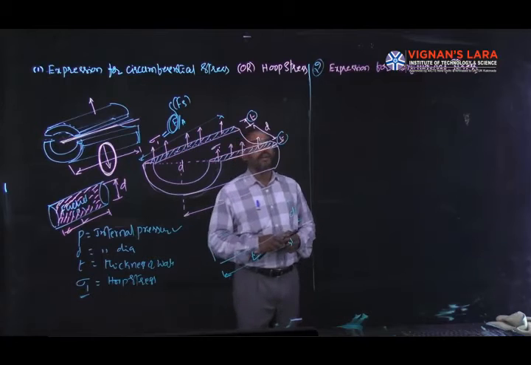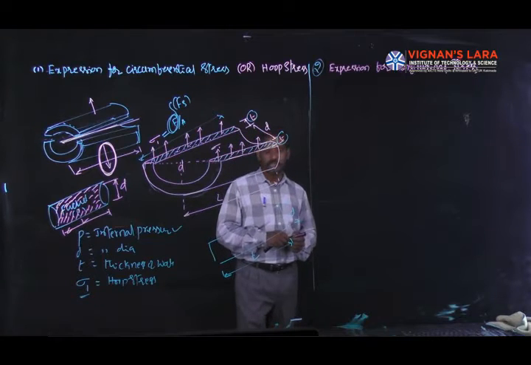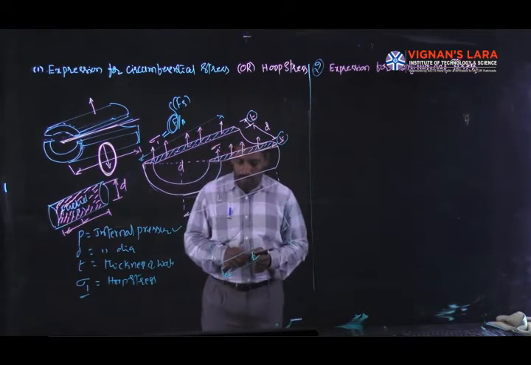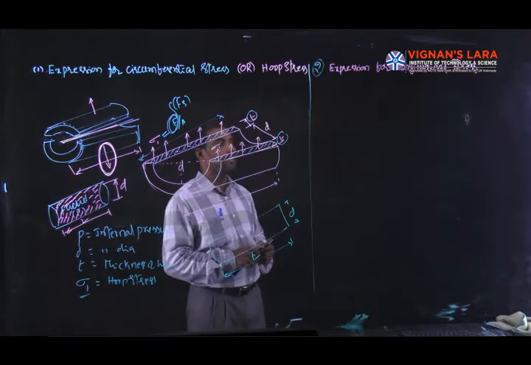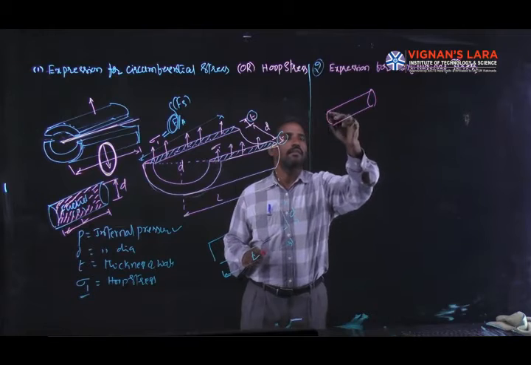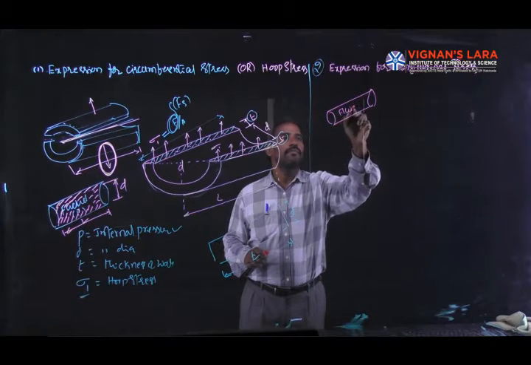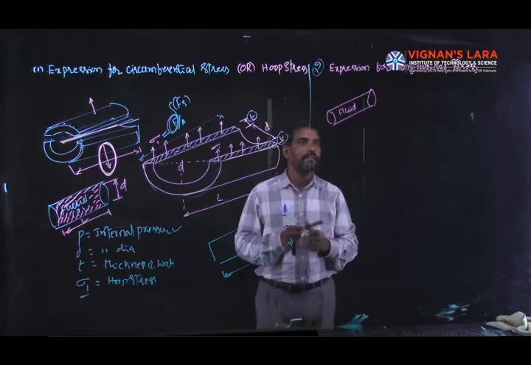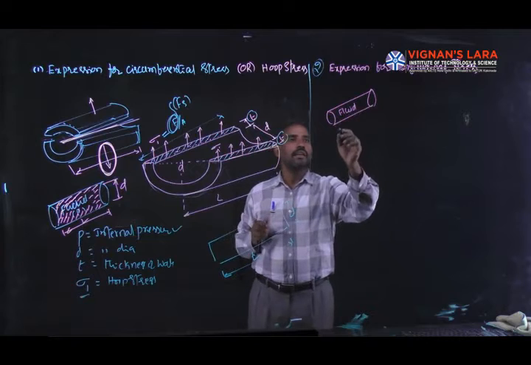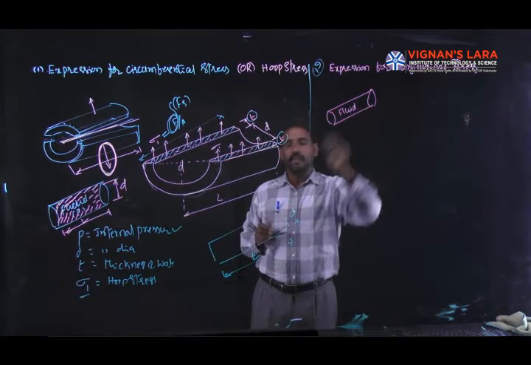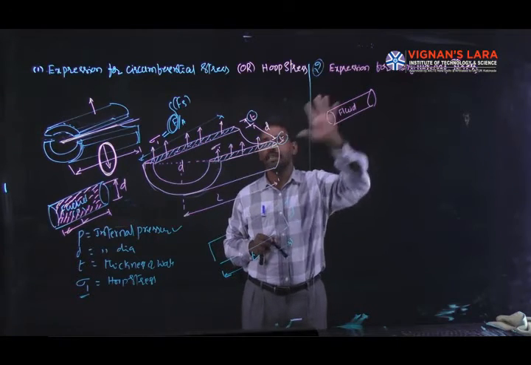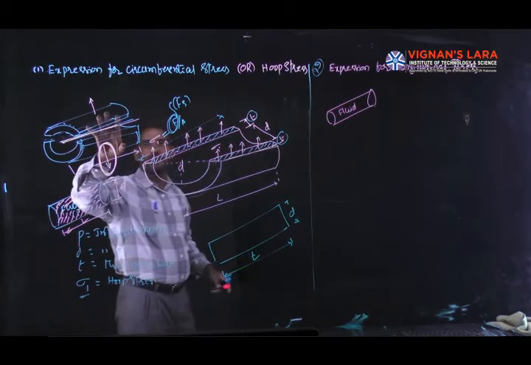Now, the expression for longitudinal stress. The bursting will take place if the force due to fluid pressure acts on the ends of the cylinder. For example, this is a cylinder, and this is the fluid. Whenever the fluid is carried by the cylinder, there are two possibilities of failure or bursting. One is circumferentially, represented by this figure.